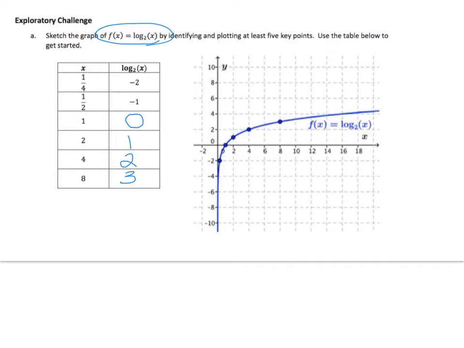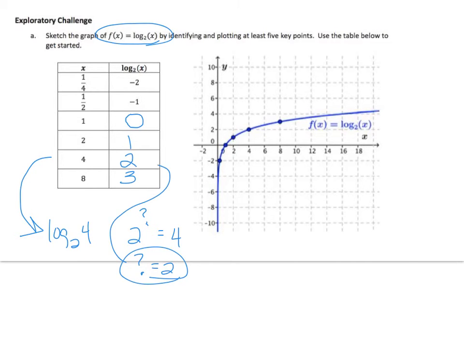Before we move on, though, let's grab this one. What does log base 2 of 4 mean? Well, it's 2 to the what power equals 4, right? Where the what power is 2, which is why I put that right there.